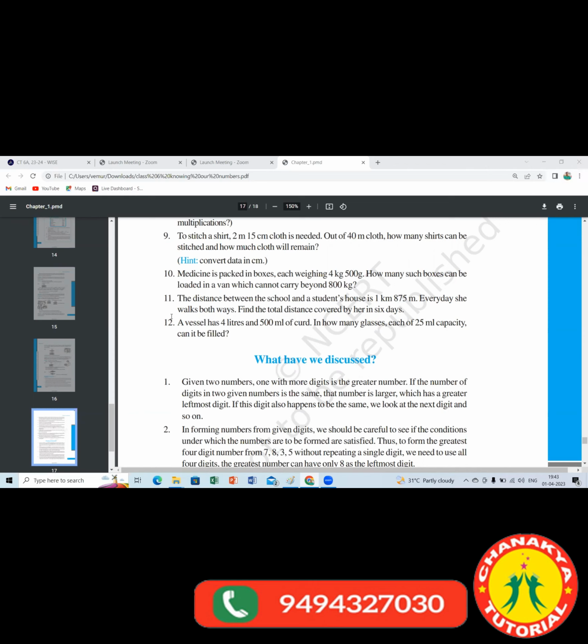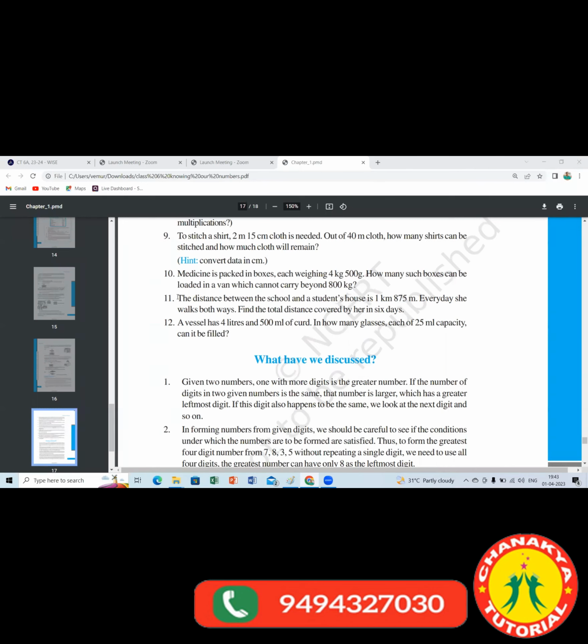Yes, ma'am. Equal distribution is nothing but division, right? So how are you supposed to do here? Directly we cannot do, ma'am, right? Now we have to convert 4 liters and 500 ml into milliliters, which is how much? 4,500 milliliters. Very good, Deepika. Divide with 25 ml. So what is the answer? Ma'am, 180 glasses. Very good.